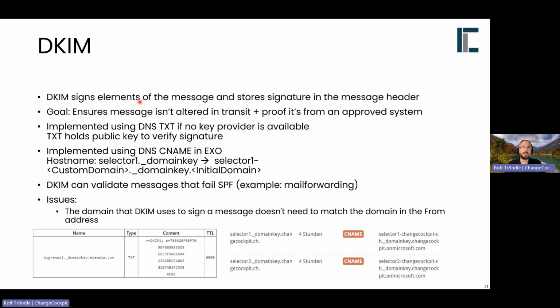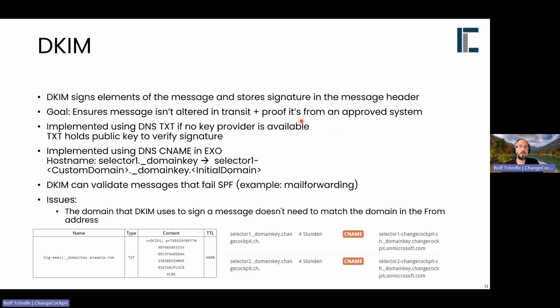So DKIM signs the elements of this message and stores the signature in there, so the receiving server is able to sign it again and compare the signature, or to prove that the signature is valid, because you specify the keys in your DNS again. So you specify which are valid signature keys in your DNS server. It's implemented using a DNS TXT record.